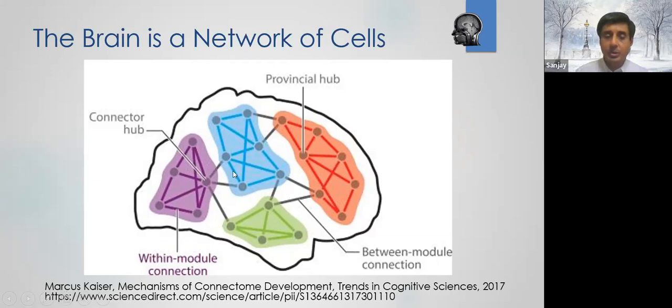So it's known as a provincial hub. So there are two types of hubs, a connector hub and a provincial hub, but hubs are important ideas. So earlier, when I gave this example, when a brain starts to develop, the first neurons that develop later become hubs.